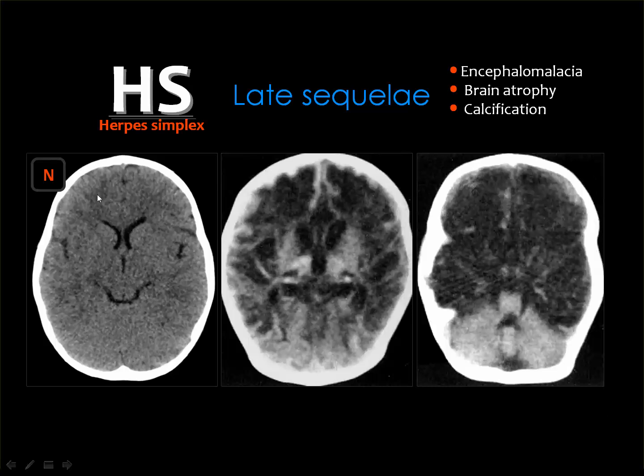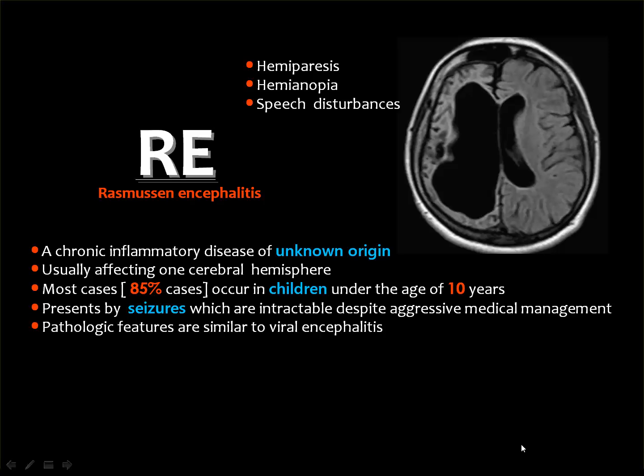And this is to compare the normal appearance of the brain with what is known as post-encephalitic sequelae. Post-encephalitic sequelae is the brain you see: complete damage, areas of encephalomalacia, dilated ventricles, and you may see calcium in the brain tissue.